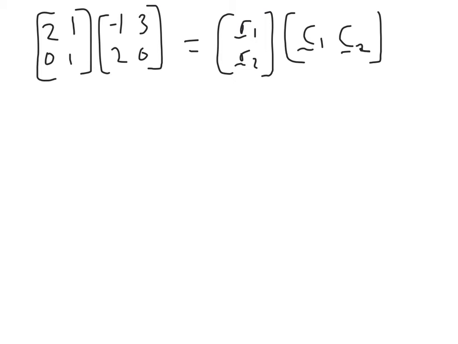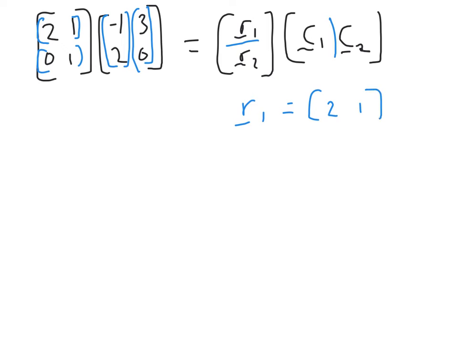So here, we've partitioned our previous matrix into 2 separate segments, and our matrix on the right into 2 separate segments as well. So we can read off here that R1, the squiggle underneath suggests it's a vector, is equal to 2, 1. R2 is equal to 0, 1.